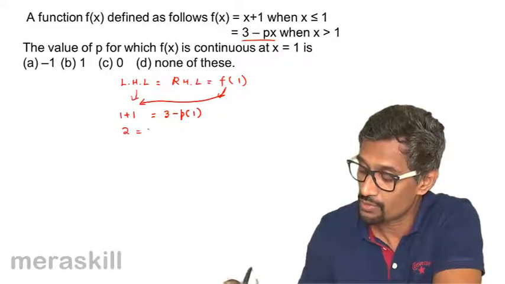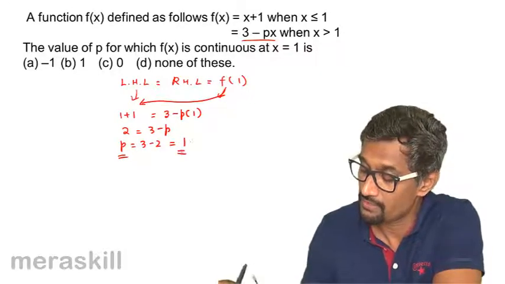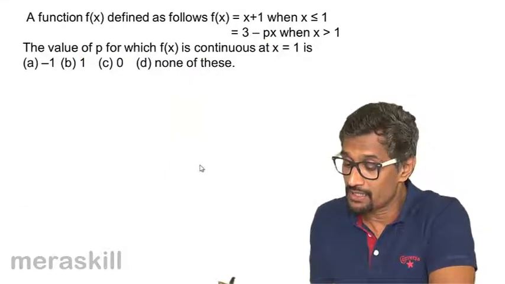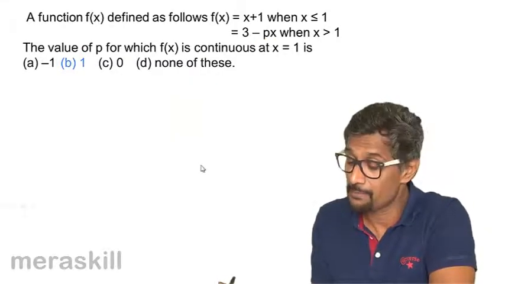So, that will give you 2 is equal to 3 minus p. So, p will turn out to be 3 minus 2, which is 1. So, the value of p is 1. Hence, we get it as 1. Yes, we do have it.